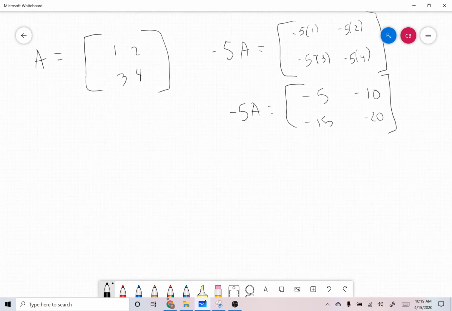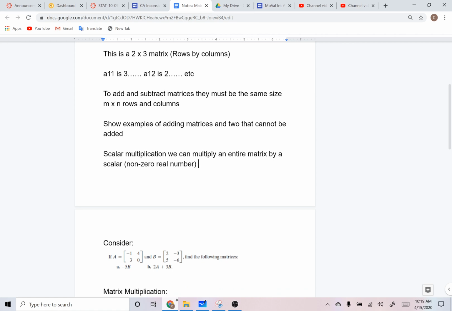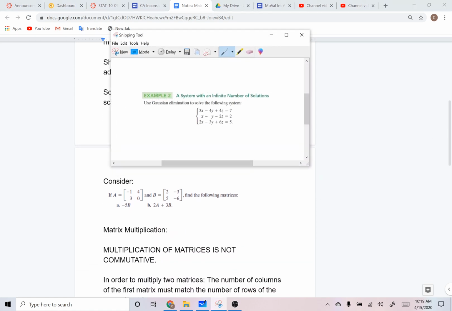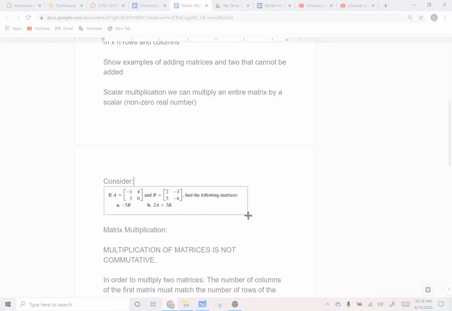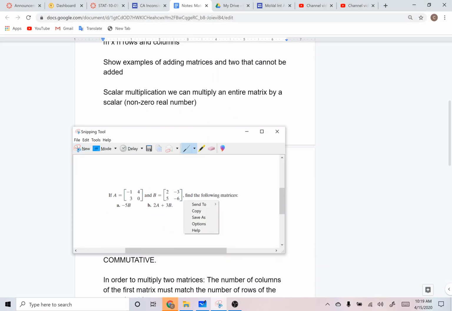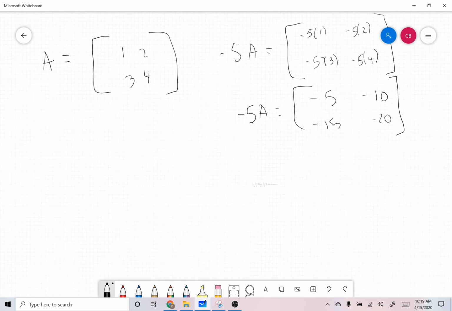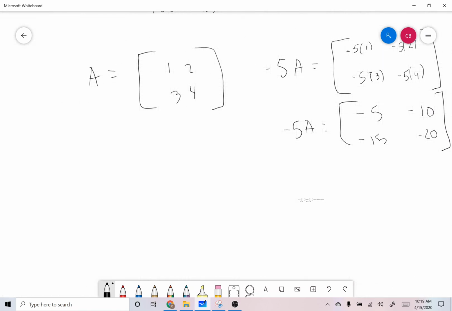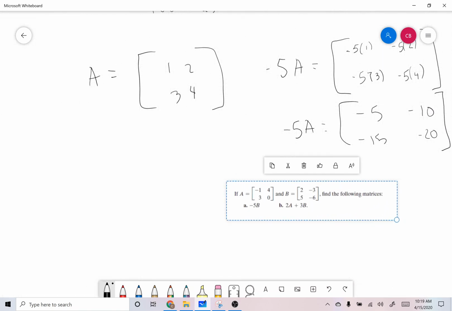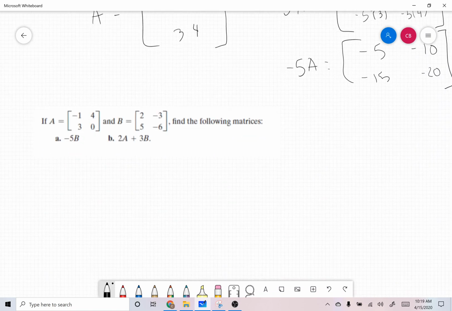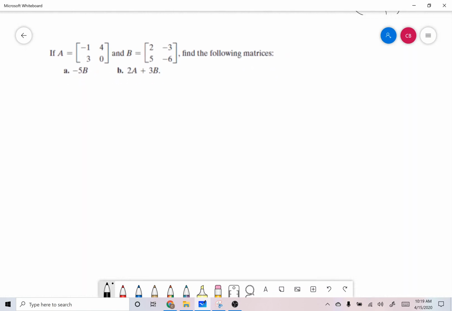Okay. We can use sort of like order of operations type things too. So let's use this example here. They give us these two matrices, and they ask us to compute the following. Okay, so as you can see, I've already done negative 5A, but I used a different matrix. But let's do 2A plus 3B.